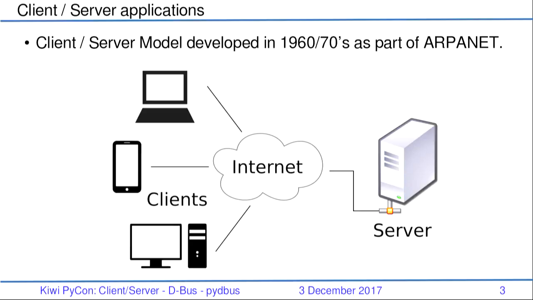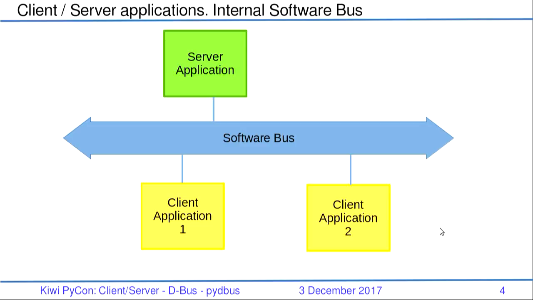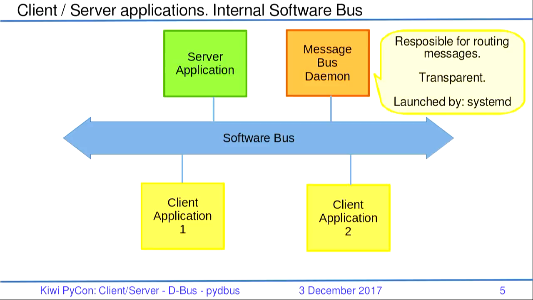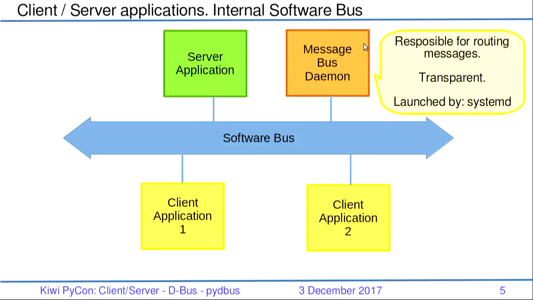If you think of the client-server model, I'm pretty sure it came around with the beginning of the internet, where we've got clients out there communicating through the internet to a web server. So your browsers like Mozilla Firefox and Chromium connect through the internet. Another version of the client-server model can be internal to the computer, where the software bus is inside the system, and your client applications talk to the server application. When you're doing this, there's probably something going on in the background, like a message bus daemon to take care of routing, and this will be transparent to you, and it'll also be launched automatically when the system boots. So I'm just pointing out that it's there, but you don't really need to worry about it.